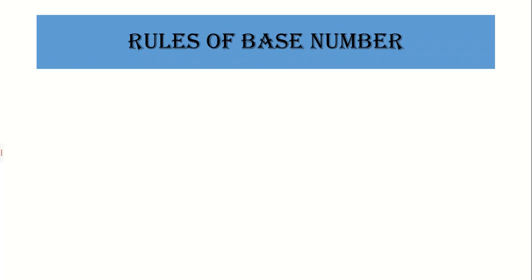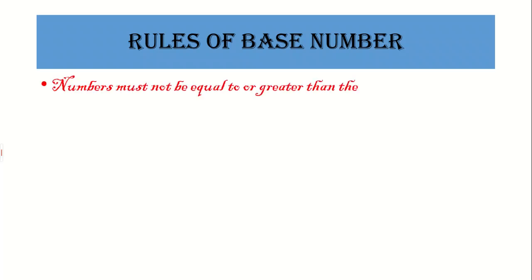Hello, good morning, everybody. Today, we want to take a look at rules of base numbers. One of the rules says numbers must not be equal to or greater than the base number under consideration. This simply means that for a number expressed in a particular base, each digit of the number should not be equal or greater than the base itself.